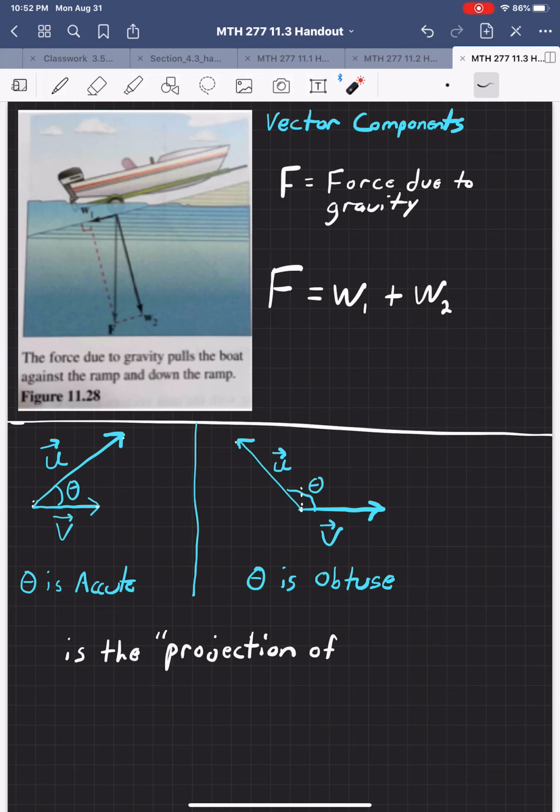So the idea is, just starting with F, the force due to gravity, can we decompose that into two other vectors whose sum is F? And this is what they refer to as vector projections and vector components.